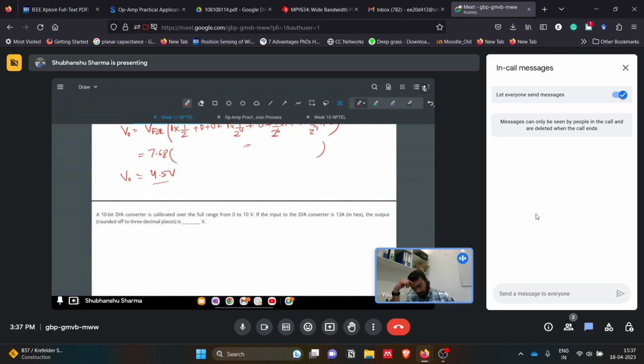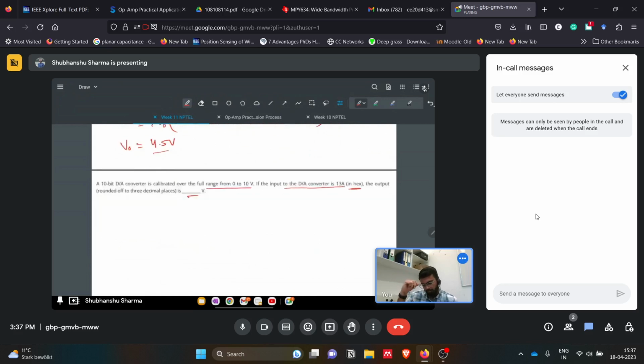A 10-bit D to A converter is calibrated over the full range from 0 to 10 volts. If the input to the D to A converter is 13A in hexadecimal, the output is dash. So if we see, we have one DAC, that is digital to analog converter, equal to 10 bit. Range is given as 0 to 10. That means V full scale range will be 10 minus 0, which is 10 volts.